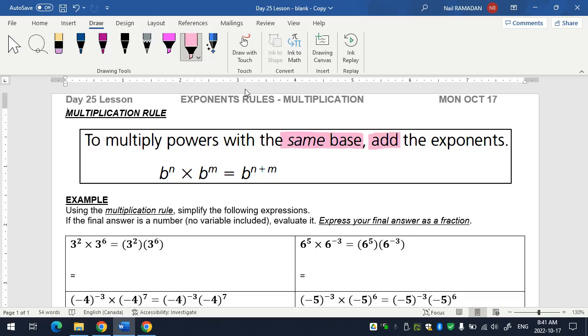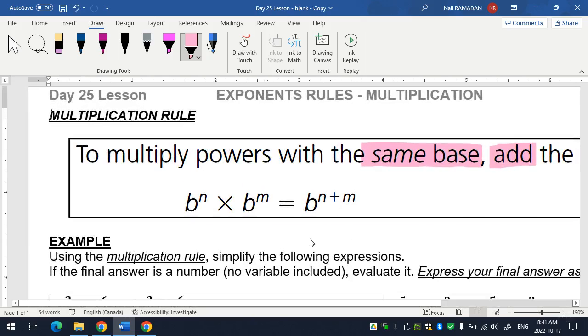Basically, as long as you have the base here and the base here be the exact same thing. If it's a decimal, it has to be the exact same decimal. If it's a negative number, it has to be the same negative number. If it's a fraction, it has to be the same exact fraction. Then all you have to do is add the two tops. That's all you have to do.